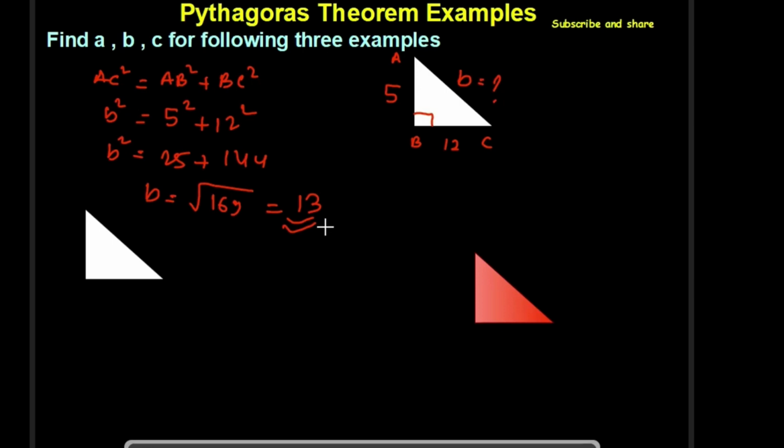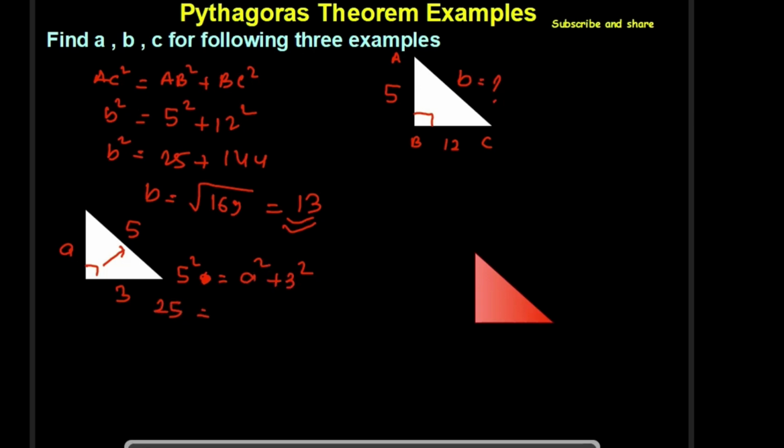So this way, we can identify the value of the third side. Suppose another question is like this: this is 5, this is 3 and this is A. Now they are asking us to calculate the value of A. How can we find it? Again, we have to do the same thing. The hypotenuse in this case, if it is 90 degrees, is going to be 5. So 5 square is equal to A square plus 3 square, right? The square of the hypotenuse is equal to the sum of the squares of the other two sides.